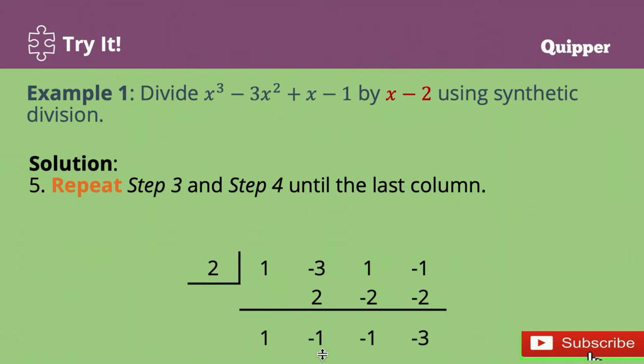Fifth, we are going to repeat step 3 and step 4 until the last column. We'll multiply again: negative 1 times 2 is negative 2. Then add: 1 plus negative 2 is negative 1. Multiply: negative 1 times 2 is negative 2. Then negative 1 plus negative 2 is negative 3. Now this number, negative 3, is the remainder.